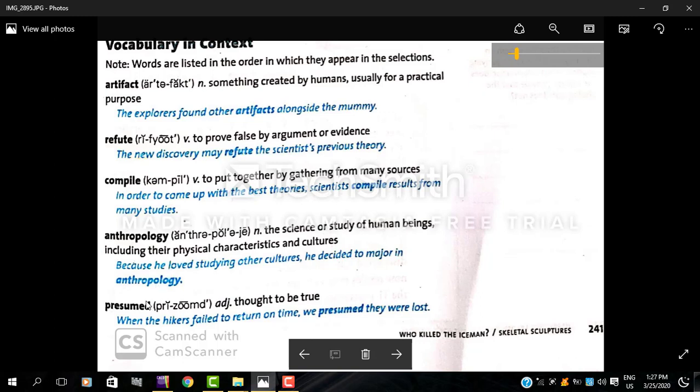Last word, presume. Presume means to think, thought to be true, to think of something. When the hikers failed to return on time, we presumed they were lost. We thought they were lost.